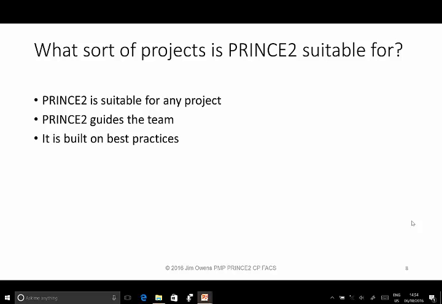It is built on best practices, developed from the experience of thousands of projects and the input from countless professionals around the world, including project sponsors, project managers, project teams, academics, trainers and consultants. It uses a robust framework based on 7 principles, 7 themes and 7 processes, which we'll look at shortly.